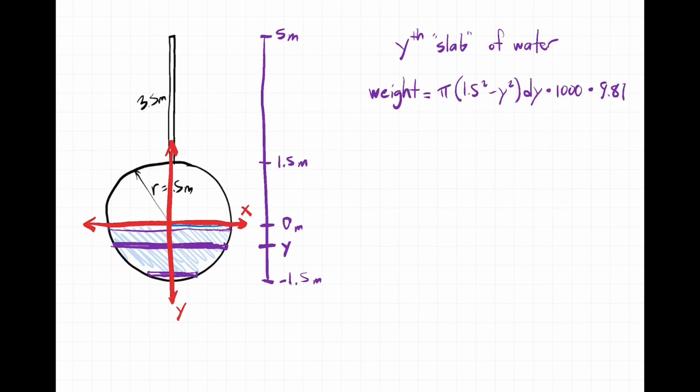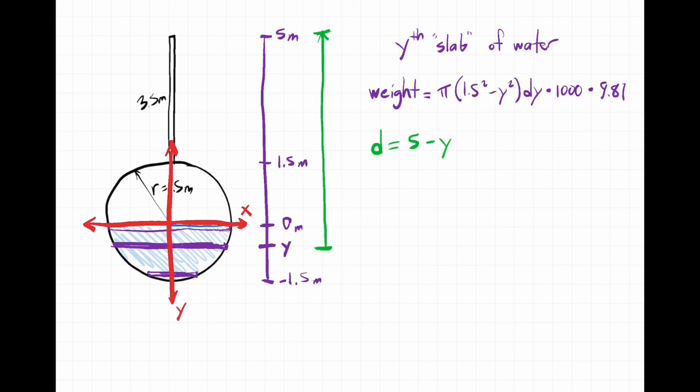Now that we've found the weight of the slab of water, the question is, how far do we need to move that particular slab of water? Well, our slab of water is at position y, right here, and it needs to go all the way up to position 5 meters, right here at the top. How do we always figure out the distance between one y coordinate and another y coordinate? We subtract them. So our distance that that particular slab is going to move is 5 minus y.